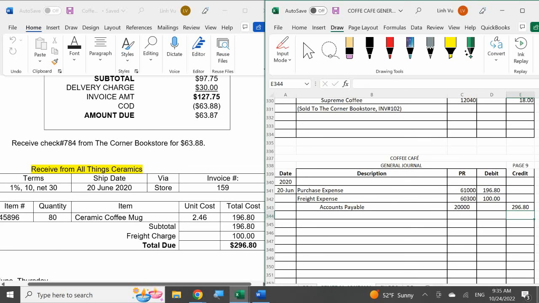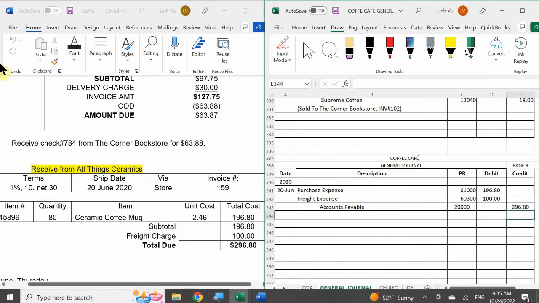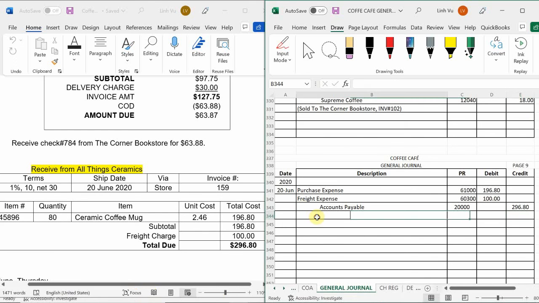and accounts payable is $296.80. Good. You have everything that you need to fill out your description. So first off, who did I receive this from? All things ceramic. Okay. What was the proof of transaction? Invoice number 159. What are my terms? 1% 10, net 30. Okay. Good.